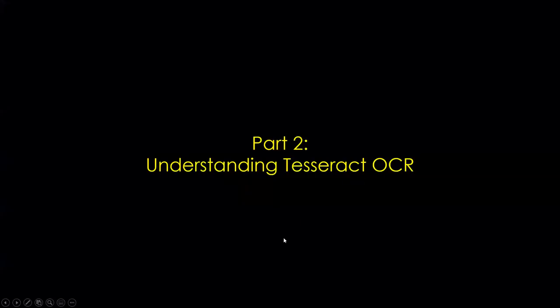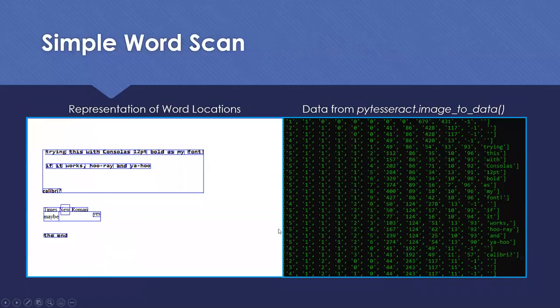So let's look at Tesseract OCR. Generally, we can see that it outputs things as a page, but we can also break this down into a word-based location.